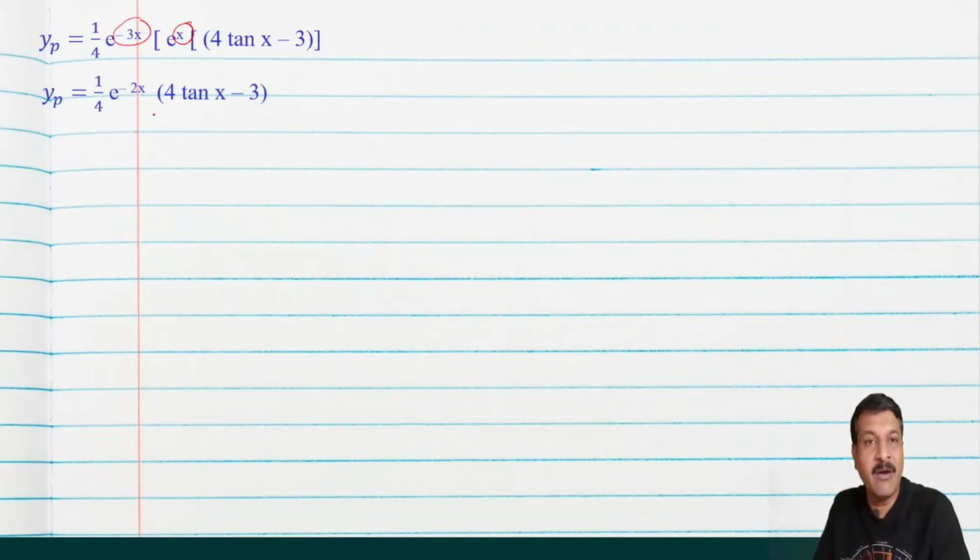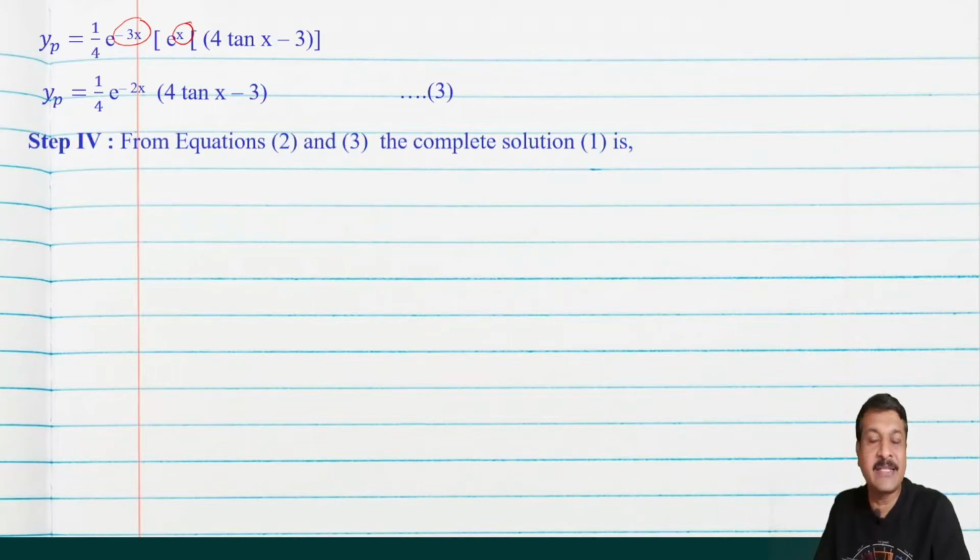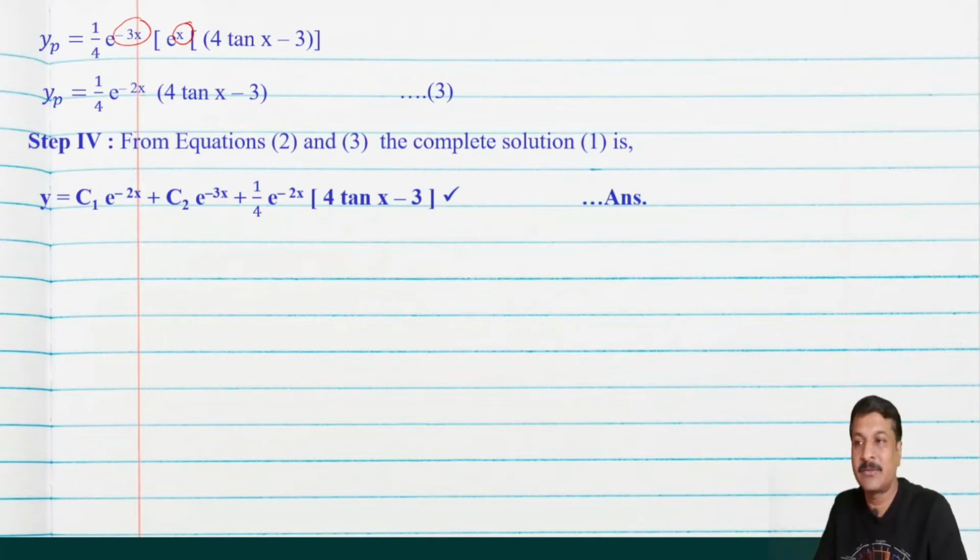So now we have yc and yp. Collect these and we can write the general solution. From equations 2 and 3, the complete solution is yc plus yp. What is yc? c1 e^(-2x) + c2 e^(-3x), plus 1/4 e^(-2x) into (4 tan x minus 3), which is your required solution.